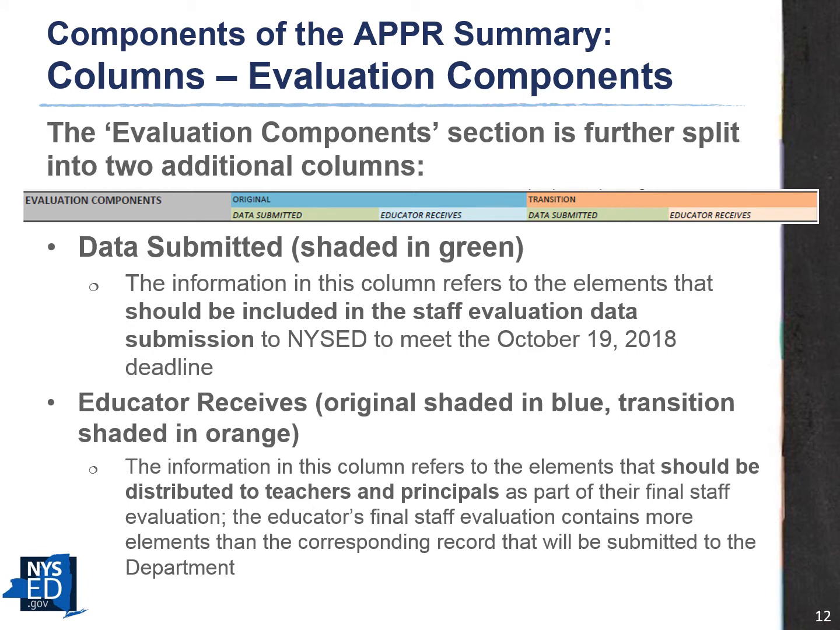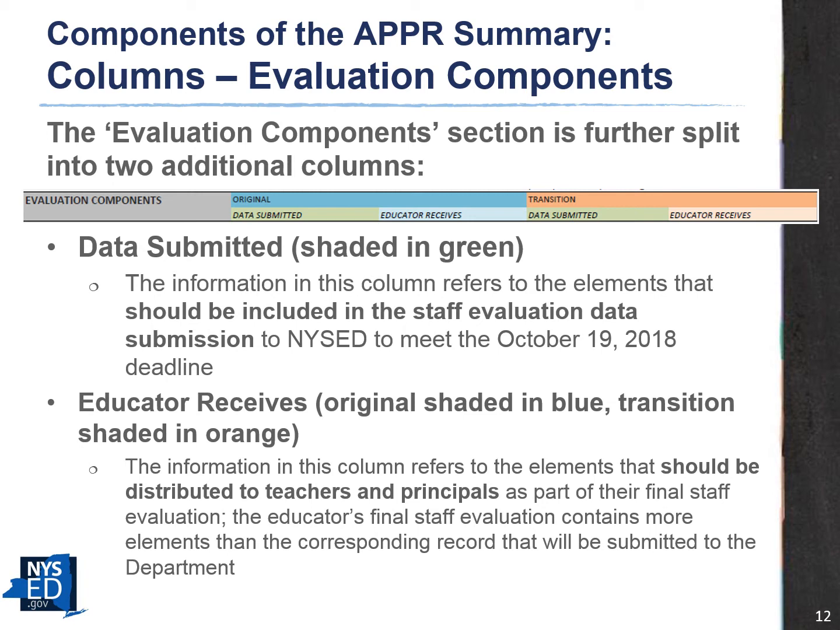Components of the APPR summary: columns, evaluation components. The evaluation components section is further split into two additional columns. Data submitted, shaded in green. The information in this column refers to the elements that should be included in the staff evaluation data submission to the New York State Education Department to meet the October 19, 2018 deadline.